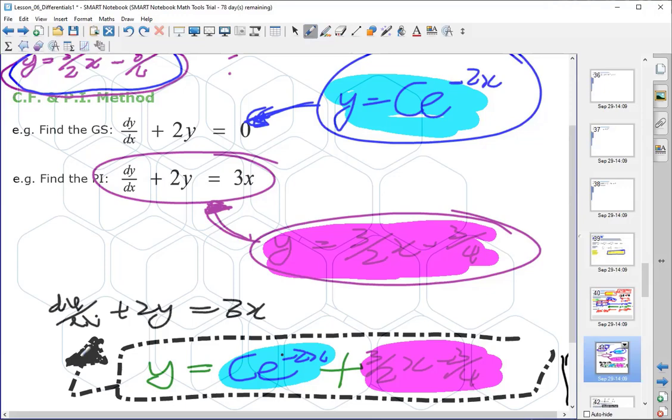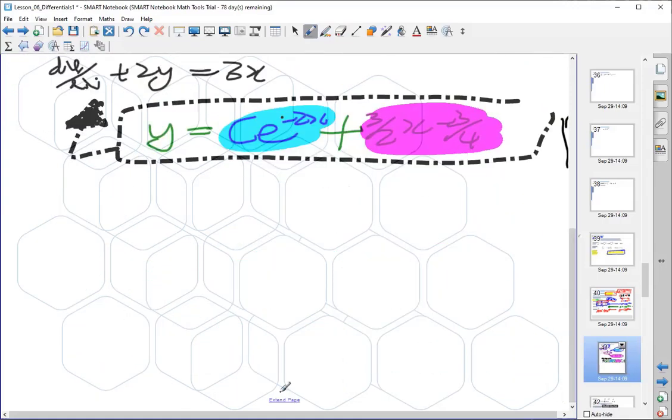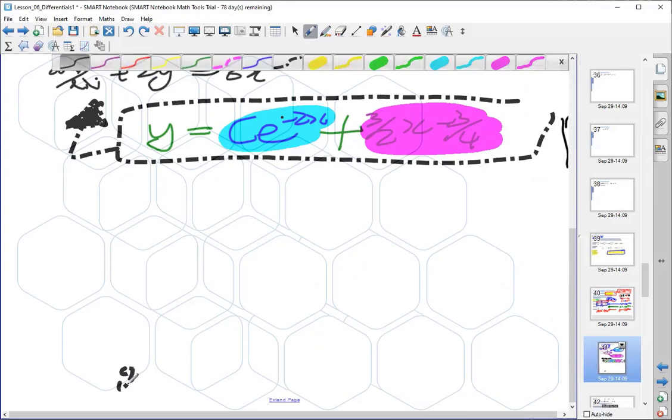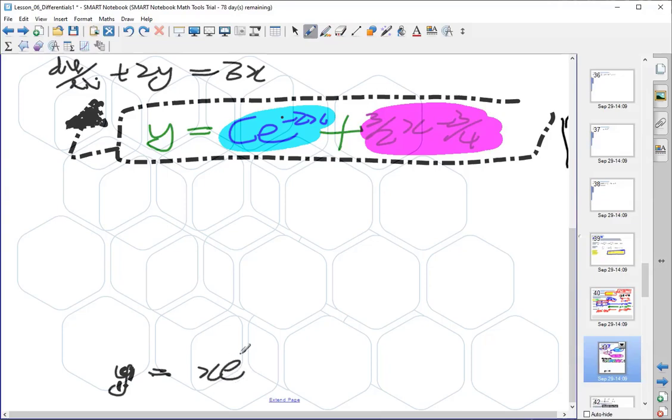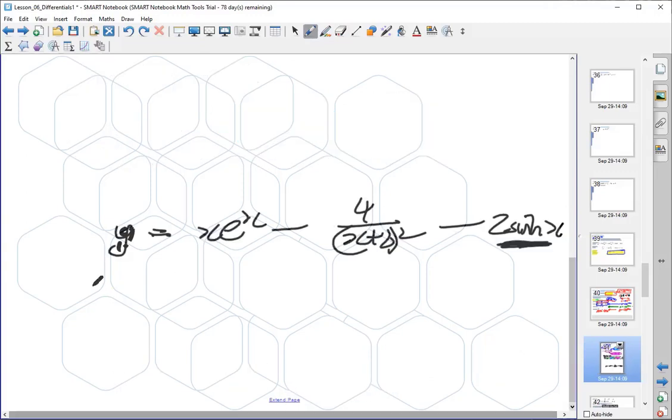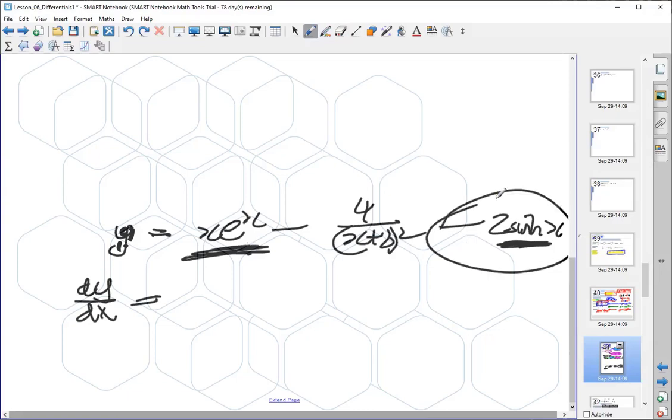when you do differentiation, you kind of do it one term at a time. So if I'm differentiating something like y equals x e to the x minus 4 over x plus 2 squared minus 2 sinh x, that's a hyperbolic function, which you don't know. So dy by dx equals, differentiate the first one: x times e to the x, plus e to the x. You just use the product rule, even though you're not going to be able to differentiate the last term because we haven't learned about hyperbolic functions yet.